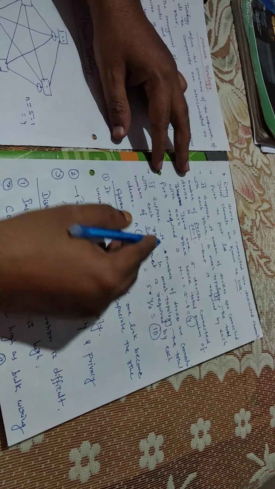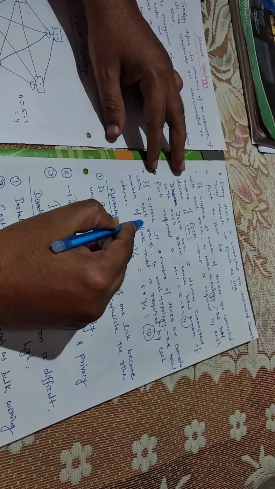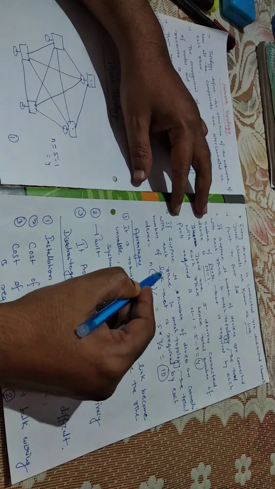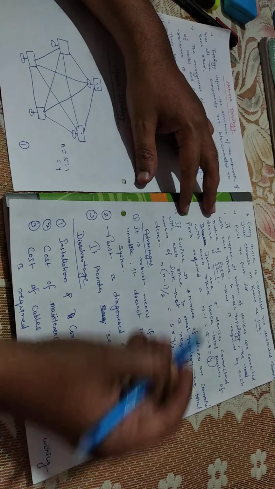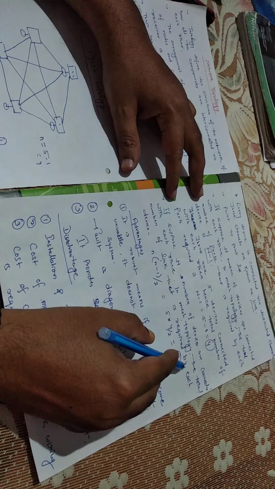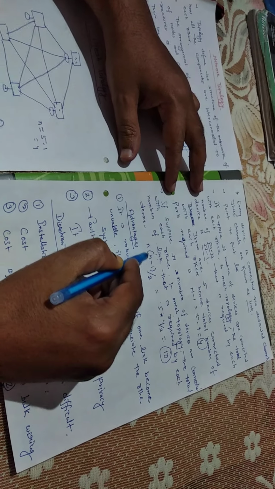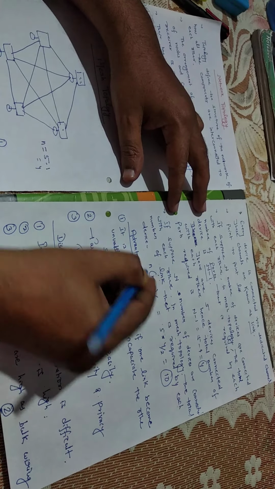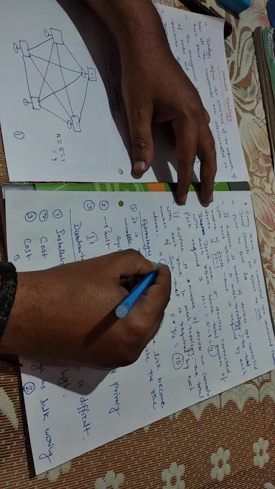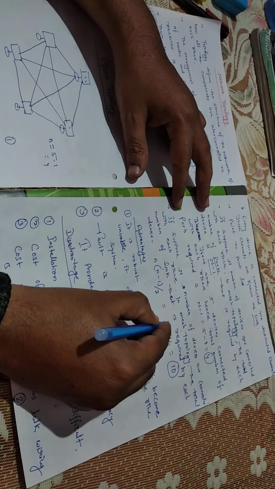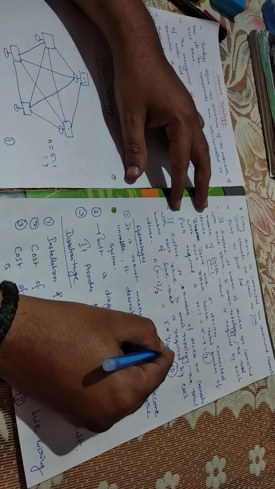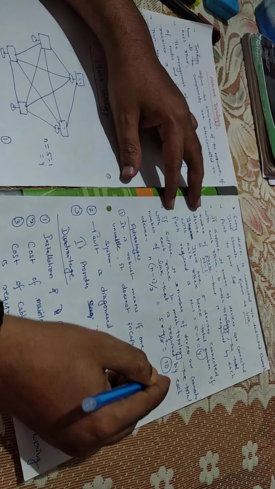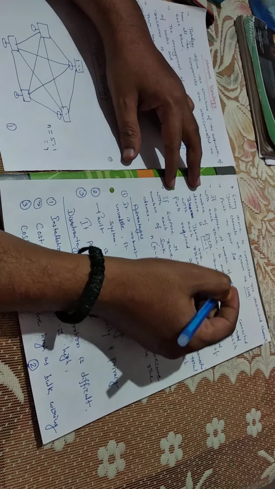And if n devices are connected with each other in mesh topology, how can we calculate how many links there are? The total number of links required is n times (n minus 1) divided by 2. If the value of n is 5, then n minus 1 is 4, and 5 into 4 divided by 2 gives the value 10. So these are all the calculations for mesh topology.